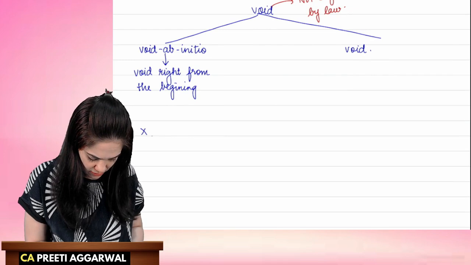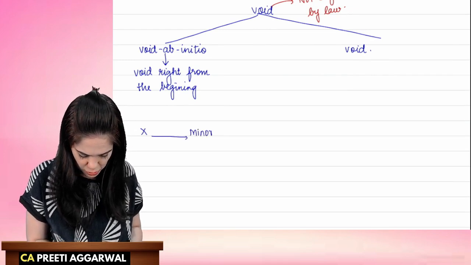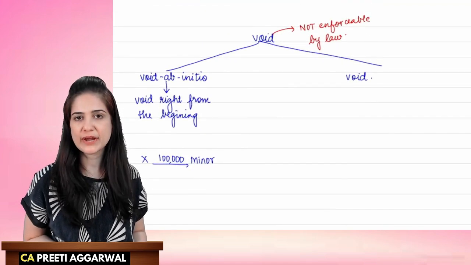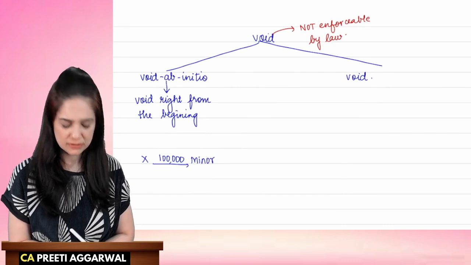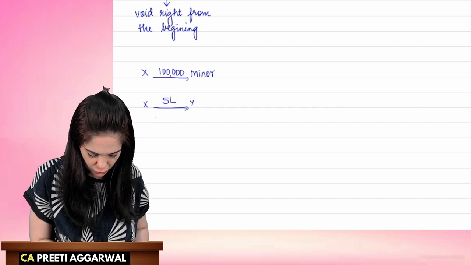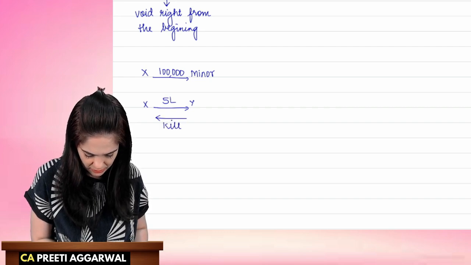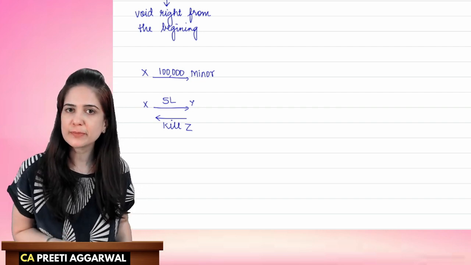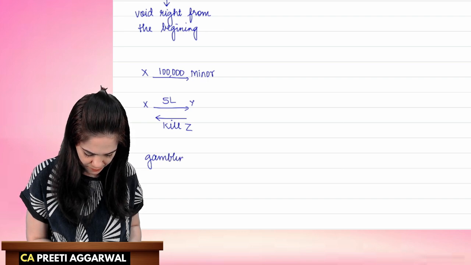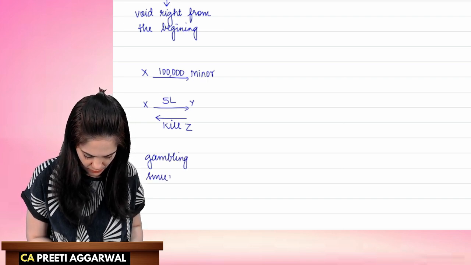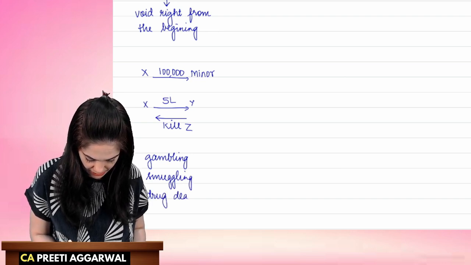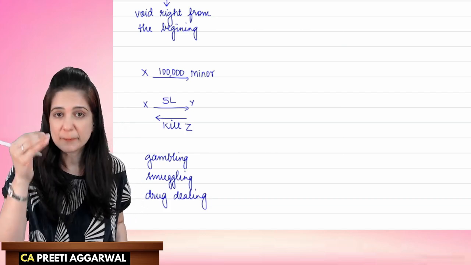X gave a loan of 1 lakh rupees to a minor. Can you recover it from the minor? No, it's void right from the beginning. You can't enter into a contract with a minor. X agrees to give 5 lakh rupees to Y, and Y agrees to kill Z. It's void right from the beginning. You can't enter into killing contracts. Gambling, smuggling, drug dealing, these are all void right from the beginning.